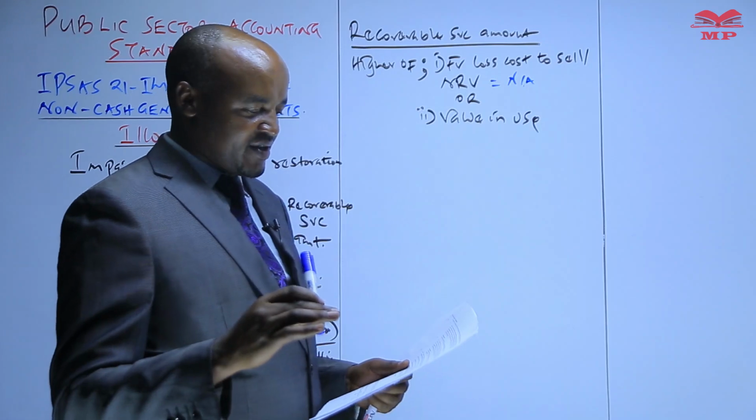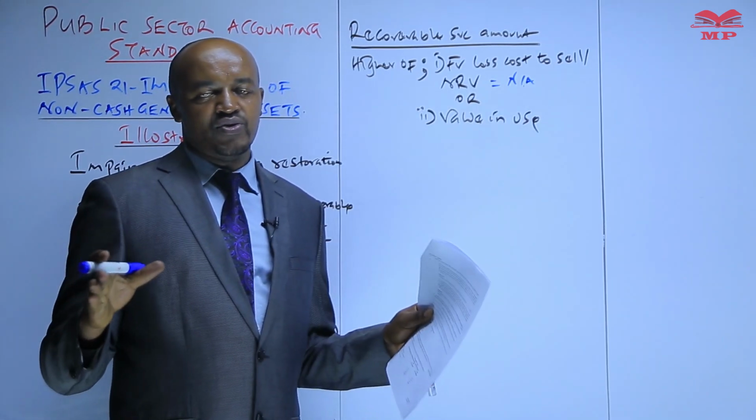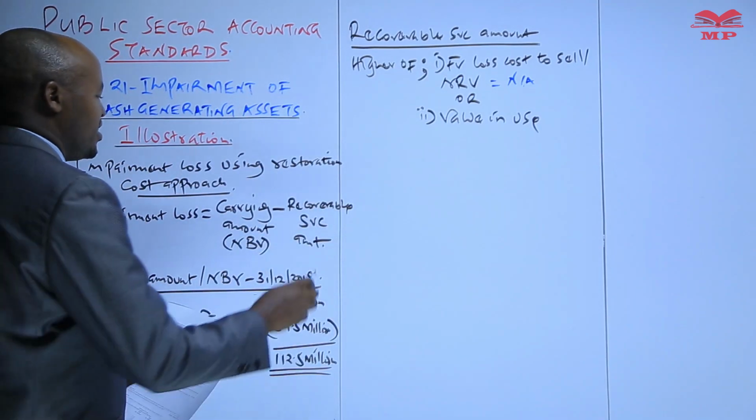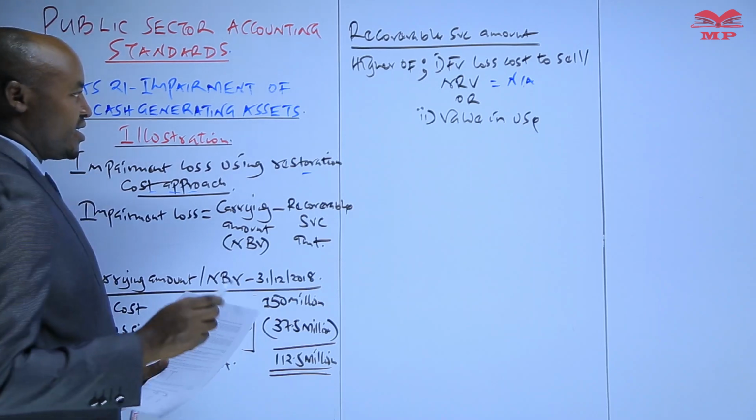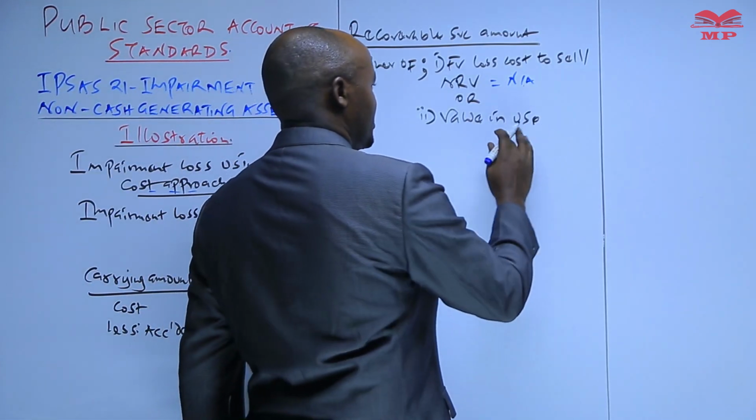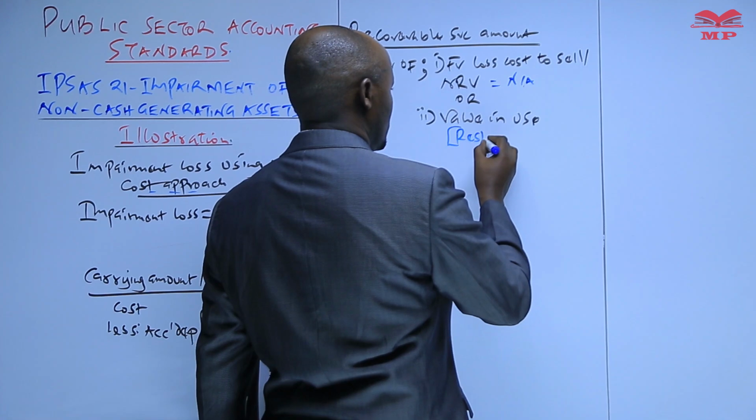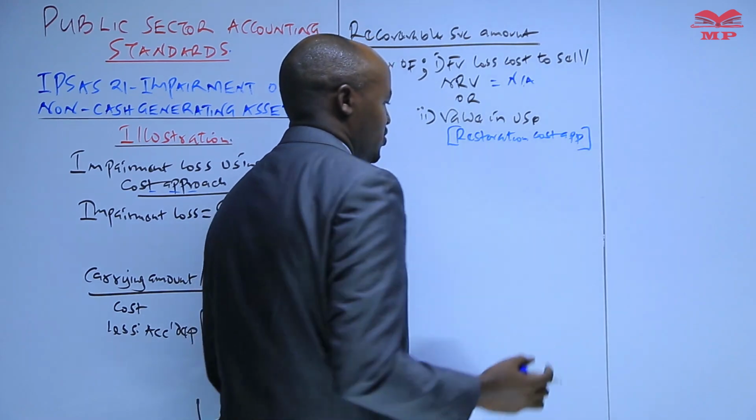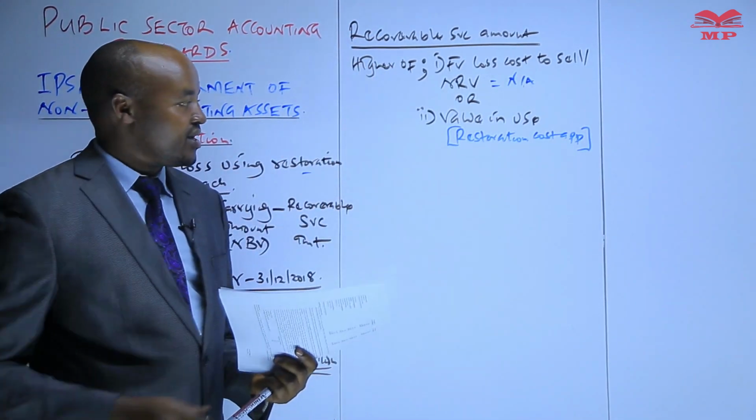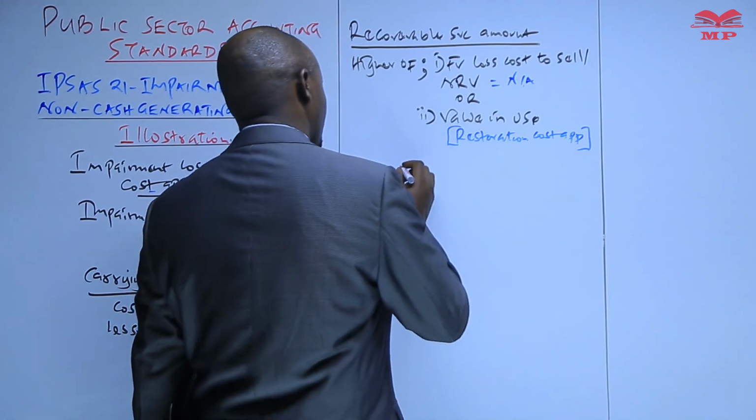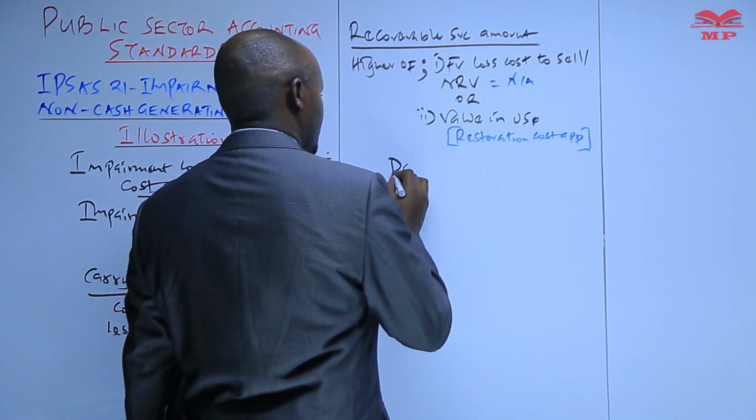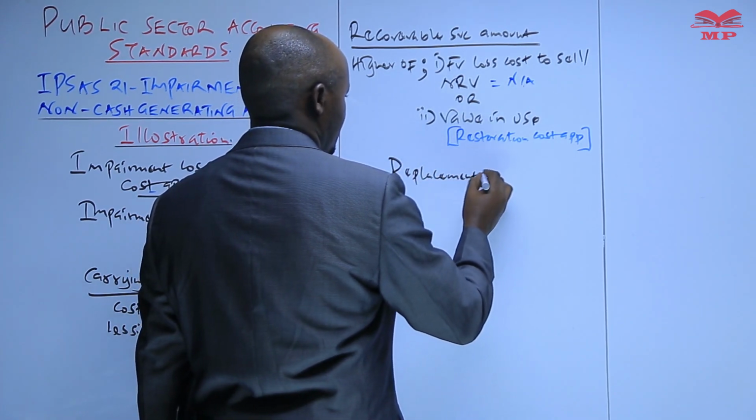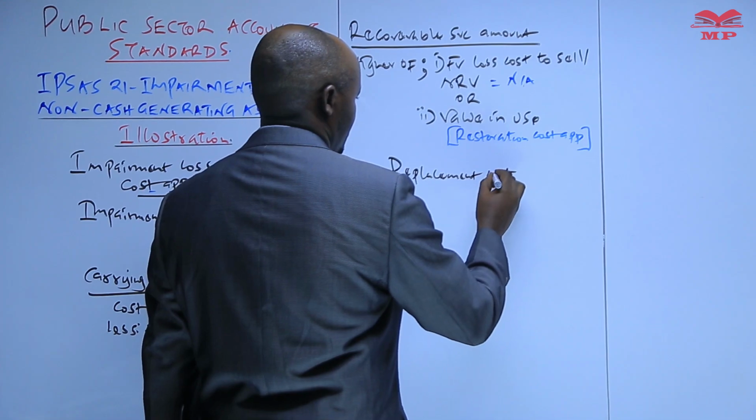Now, remember in our previous session, we said we have three methods, three approaches which can be used to determine the value in use. But in this particular question, the examiner is requiring us to do that using the restoration cost approach. So how do we determine the value in use under the restoration cost approach? First of all, we take the replacement cost, which is basically the cost which will be incurred currently in replacing that asset which is damaged.